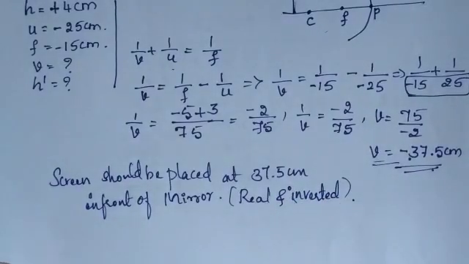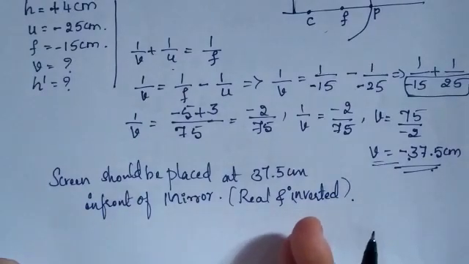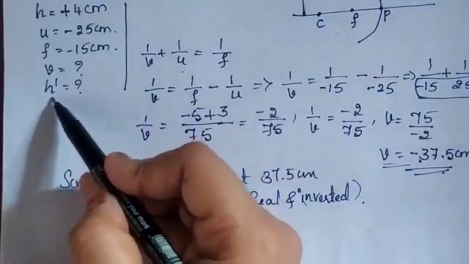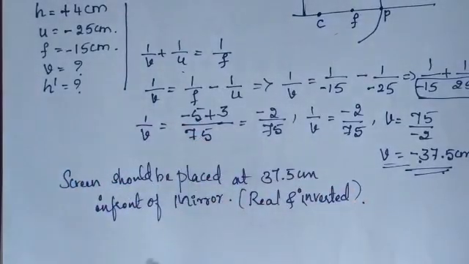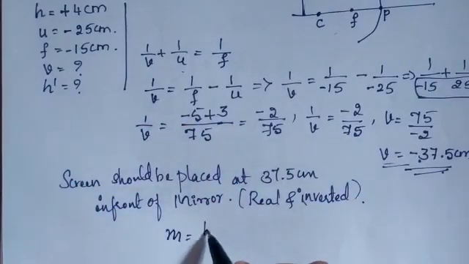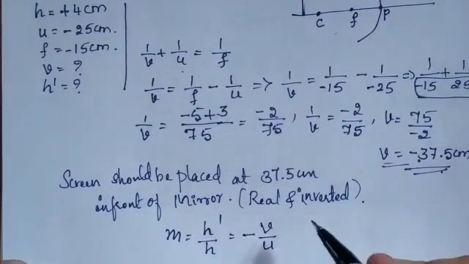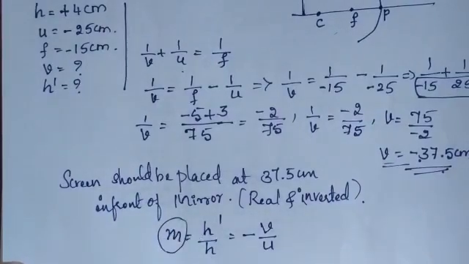Okay, so now we have got the value where the image will be formed. Now we have to find the height of the image. To find the height of the image, you know the formula: m is equal to h dash divided by h. Another formula is there, minus v divided by u. Here m we don't know. The only thing we know is the h value. By knowing the h value, we can't find h dash because m is not given.